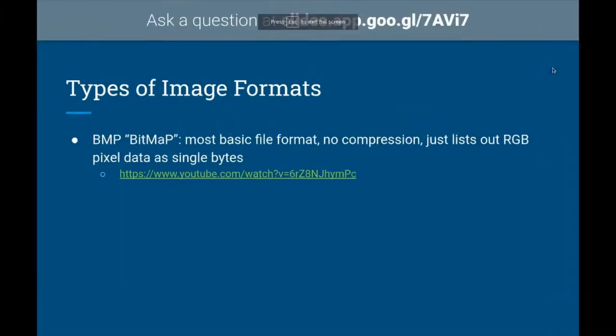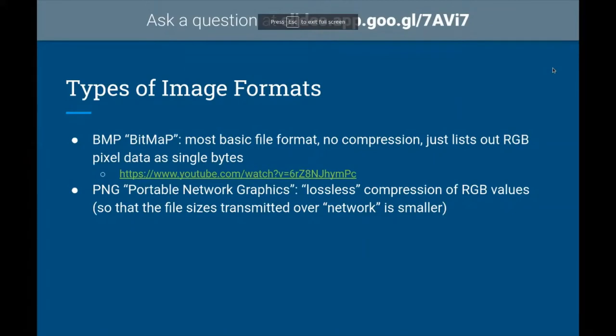And then PNGs are slightly different. They have this idea of compression, because think about it: if your image is really big, then your file is very big. And obviously we want to make it smaller because you're going to have to transfer and download it, which is a bother. You want to compress it as much as possible. So PNG is a lossless compression, which means that all the pixel data is still there, it's just compressed. That way you have a smaller image size.